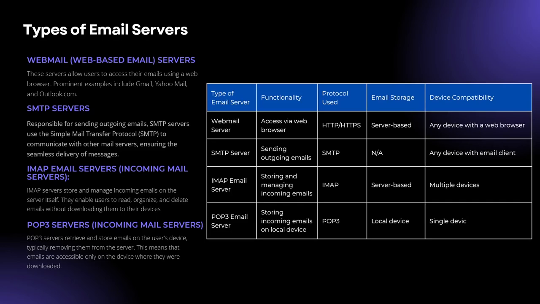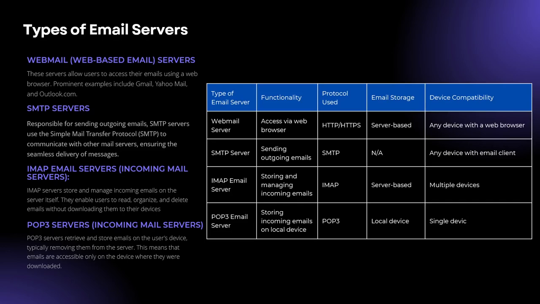Okay, these are the types of email servers we can consider. As I mentioned, there are web-based email servers, which allow you to access your email using a web browser. Examples are public email services like Gmail, Yahoo Mail, and Outlook.com. And there are SMTP servers, which are used in the corporate world. They are responsible for sending outbound emails especially. SMTP servers use the Simple Mail Transfer Protocol to communicate with other mail servers.